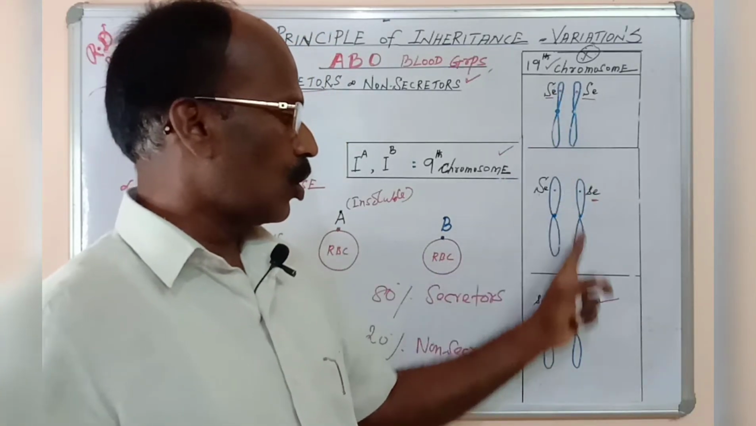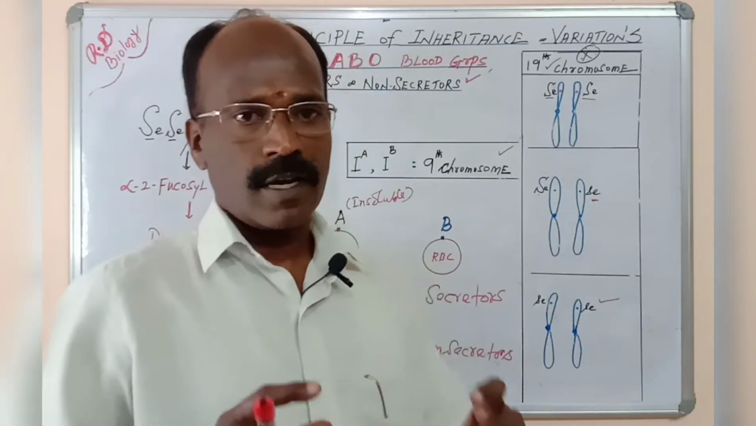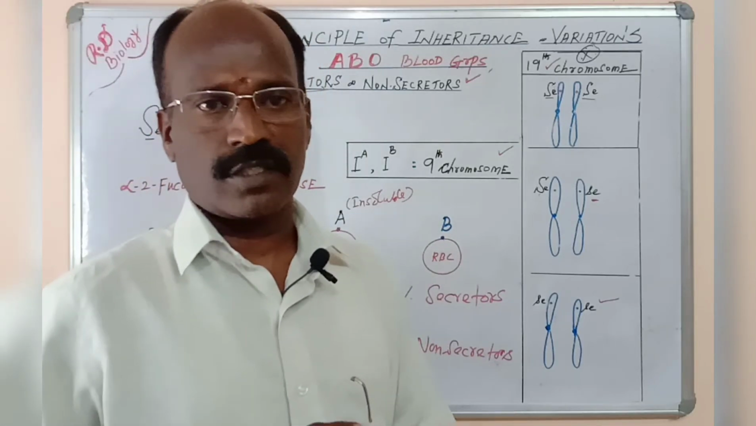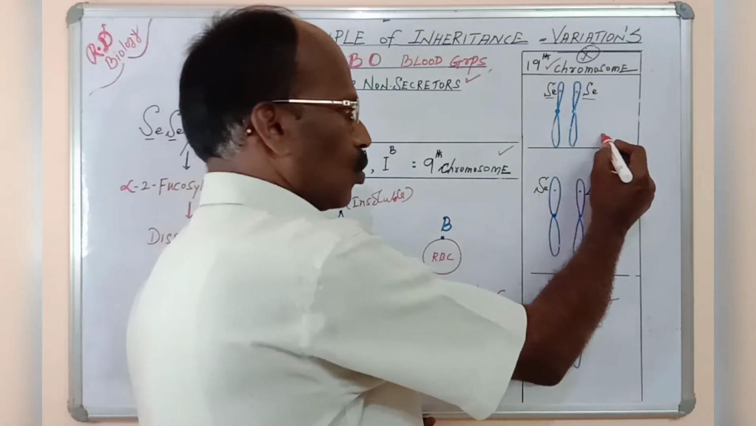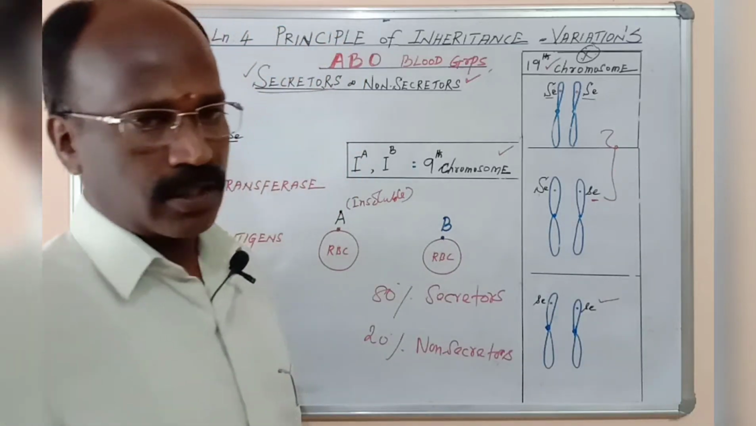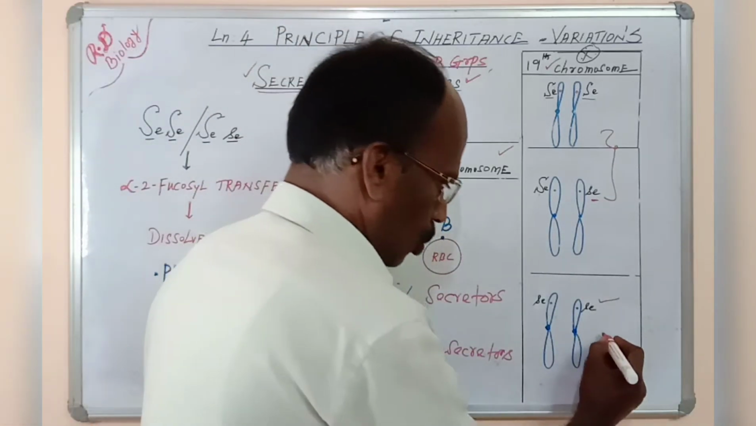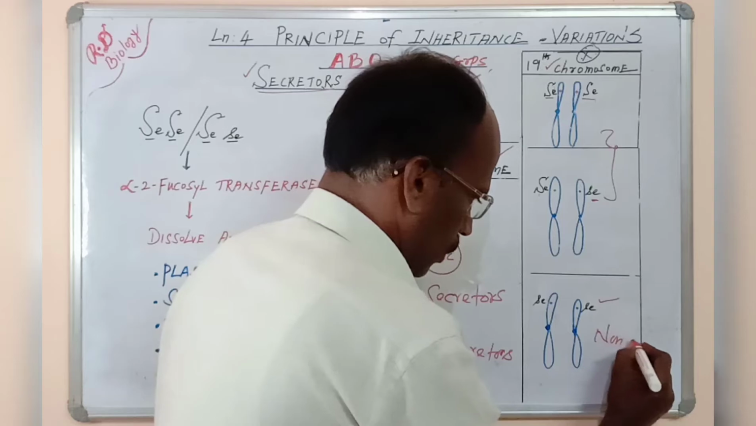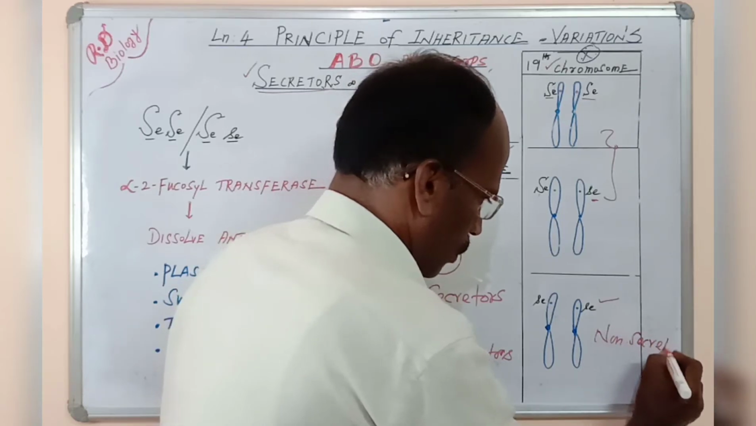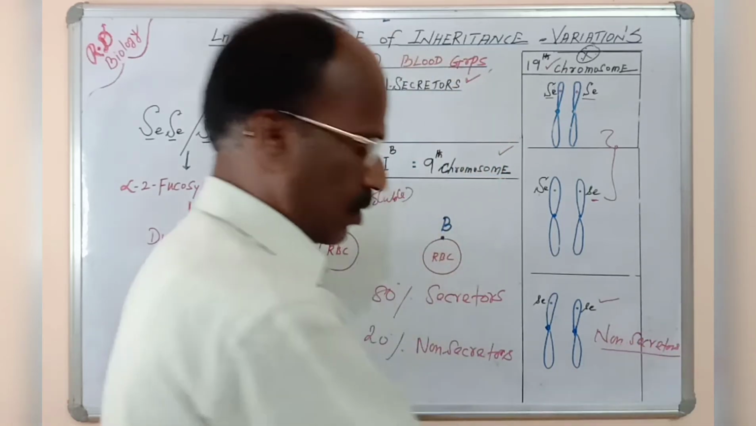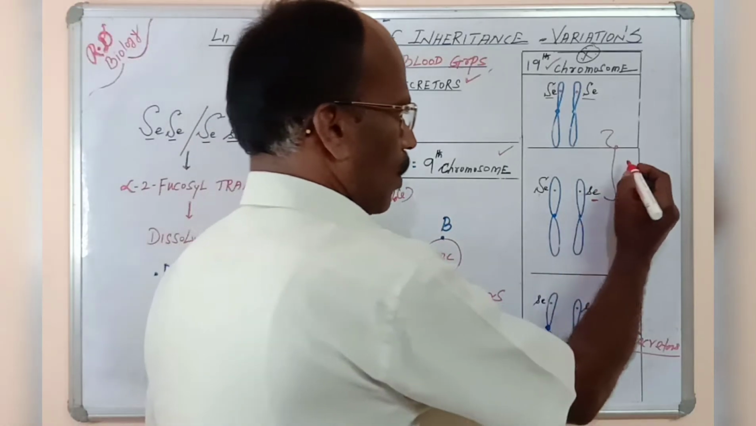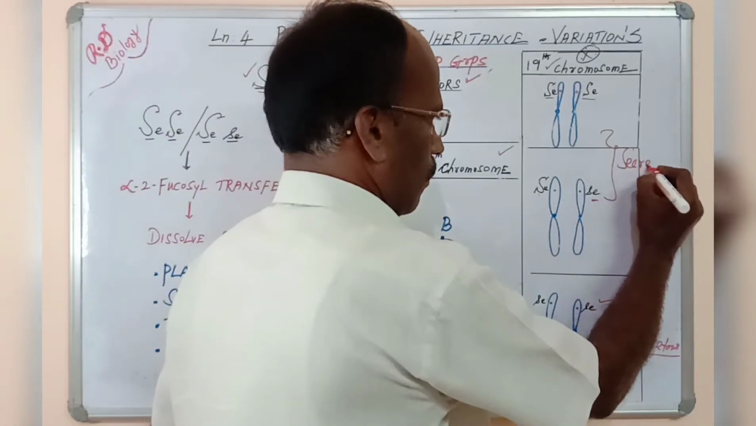So, three genotypes are possible for secretors or non-secretors. The first two are genotypes for secretors. The last one is the genotype for non-secretors.